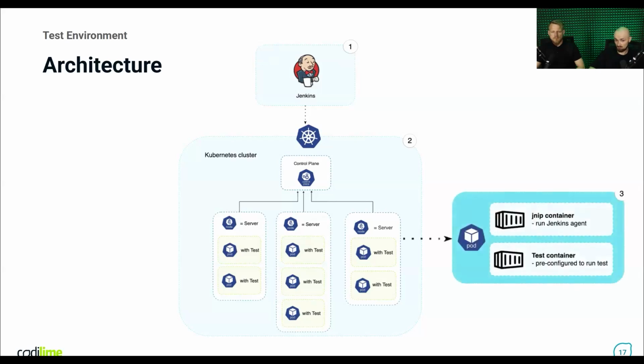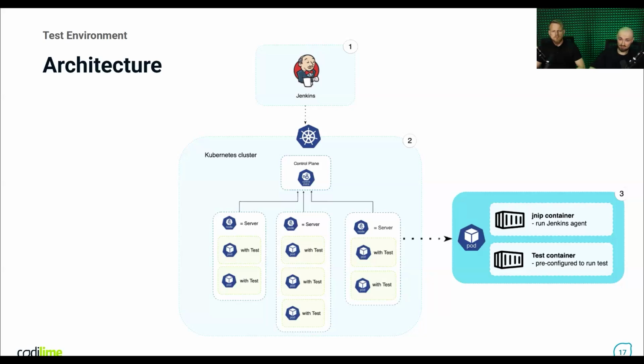Now, a quick deep dive into the pod structure. It's one of the key elements in our solution. Each pod is an independent unit consisting of two containers. That gives us full isolation from the host. The first container is the Jenkins agent, and it handles communication and monitoring. The second container runs the test framework, and it is done using our custom image that we built ourselves.